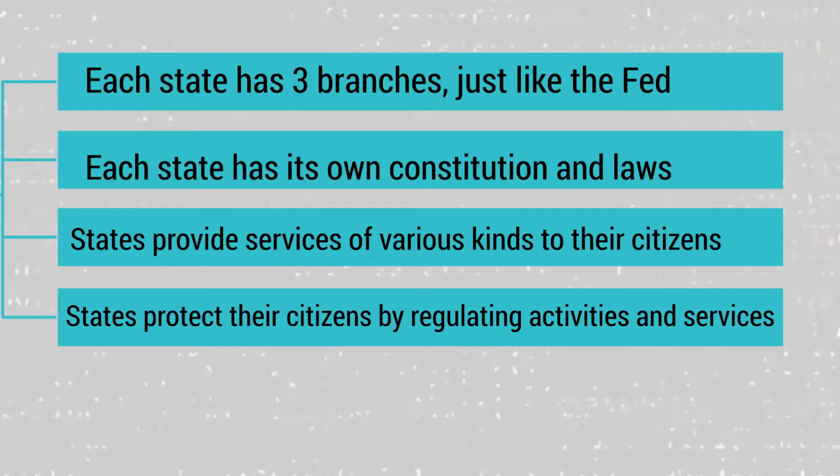We're going to talk about this a little bit more in just a second, so I'm not going to dig in on this too much. But each state has three branches, just like the federal government, and each state, like the federal government, has its own constitution and laws. We're going to talk about the relationship of those branches and constitutional laws with the federal government. States provide services of various kinds to their citizens, and states protect their citizens by regulating activities and services.